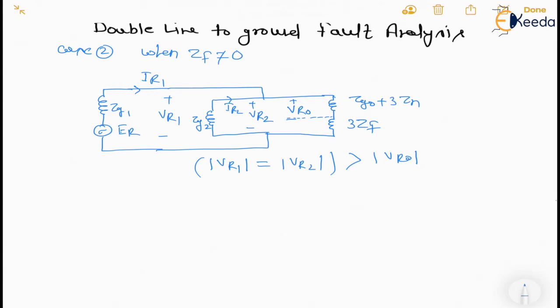This time VR1, VR2 and VR0 are not equal. But generally, if any question is asked like which type of fault it is when all the three sequence networks are connected in parallel, then that would be double line to ground fault analysis. So now I am going to repeat once again, starting from the single line to ground SLG fault analysis. What happened in SLG fault analysis? When our three sequence networks were connected in series, then that type of fault is SLG fault. Or if all the three sequence currents are equal, means IR1 is equal to IR2 is equal to IR0, that is single line to ground fault.